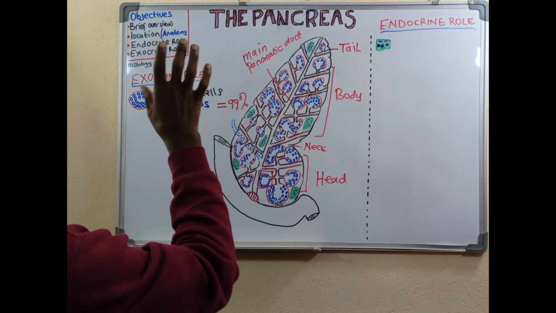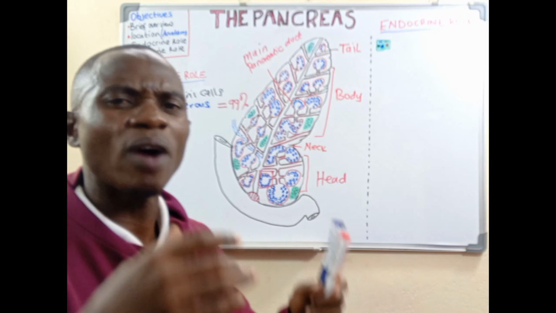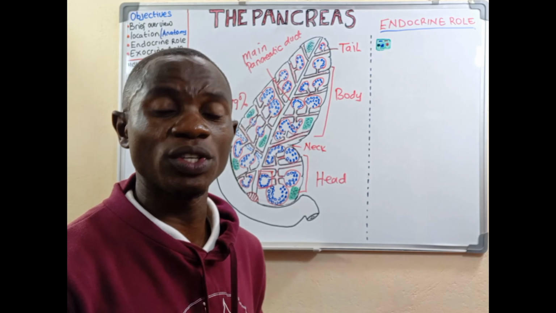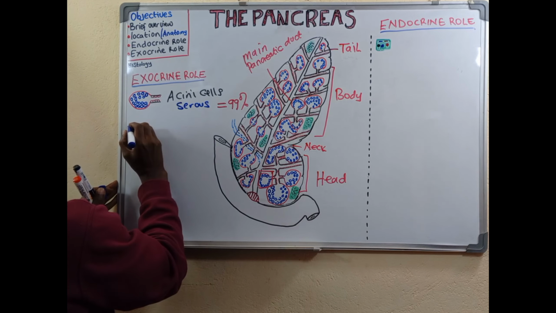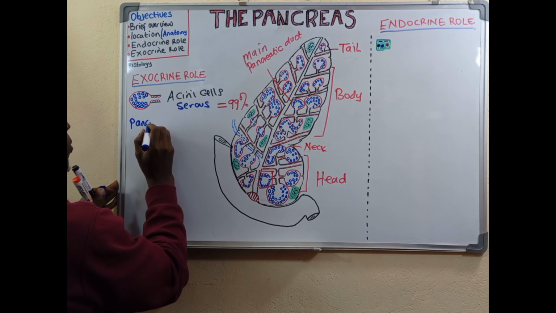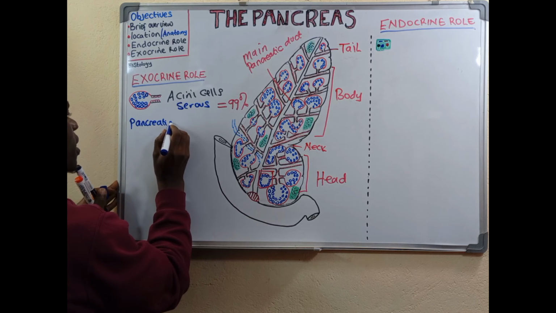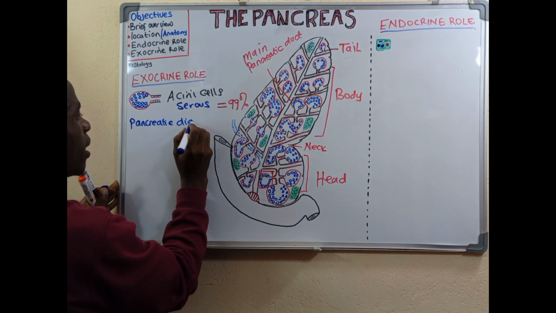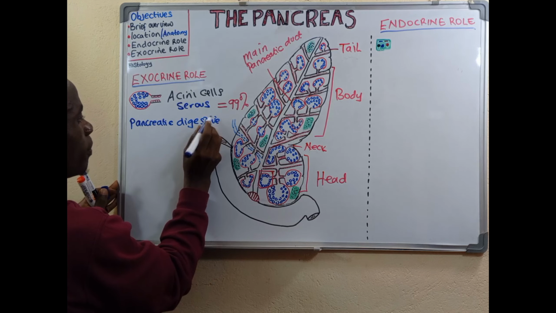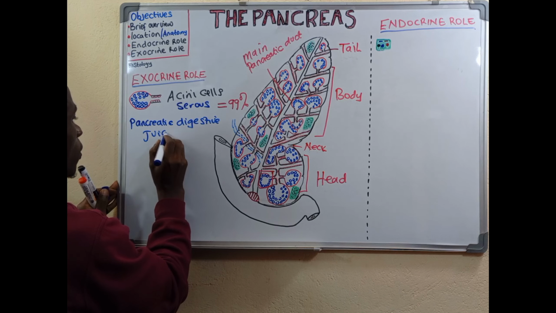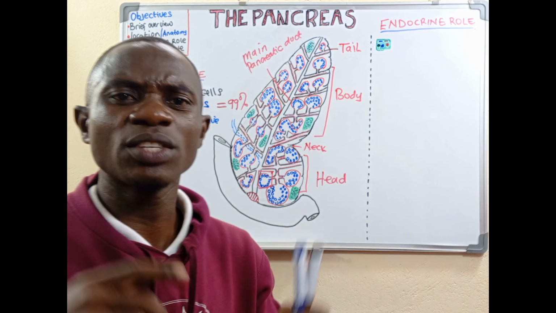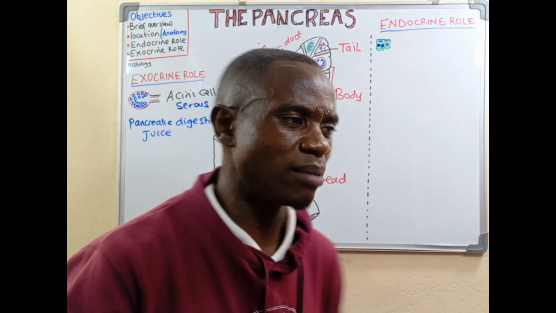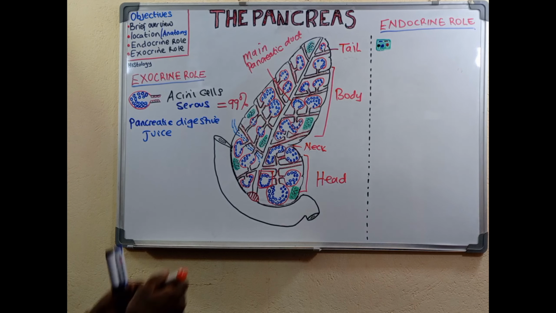Now, when we talk of the acinar cells, they are going to be producing one of the most important kinds of juice. Do you know what this juice is called? They are going to be producing what we call pancreatic digestive juice. And this pancreatic digestive juice is going to be rich in different enzymes. What are some of these enzymes that are going to be part of pancreatic digestive juice?